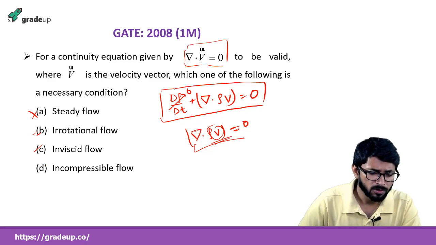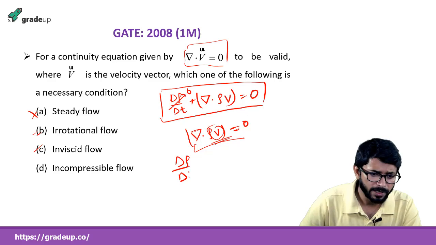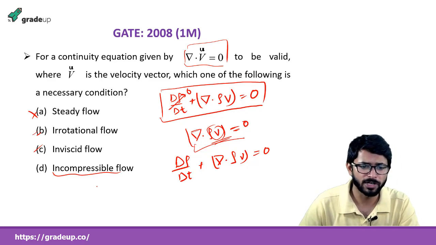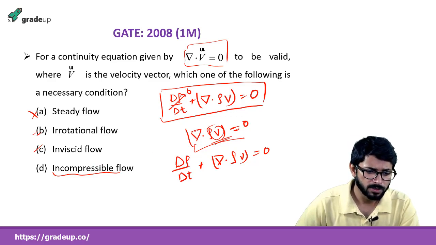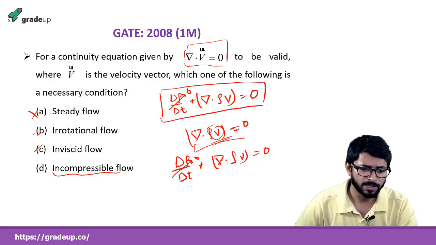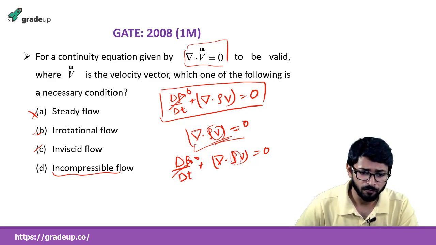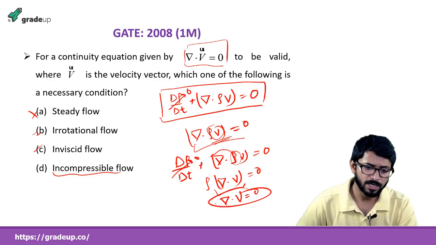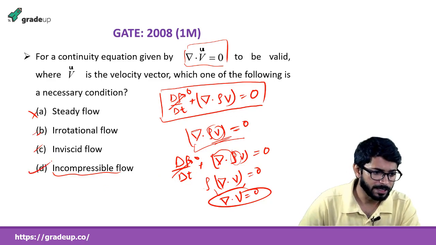Let's check for incompressible flow. Again taking the equation d rho by dt plus del dot rho V equal to 0, the continuity equation. Incompressible flow means density is not varying with space or time. So this term will be 0 because it is invariant with time, and it is invariant with space, so we can take density outside. It will be del dot V equal to 0. Density is obviously not 0, so this term should be 0. This is the continuity equation for incompressible flow. So option D is correct.